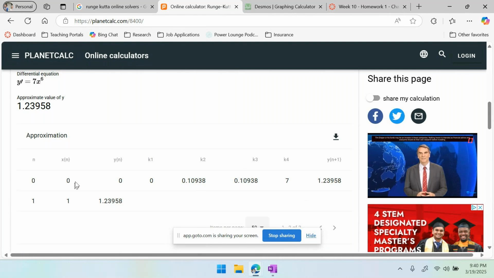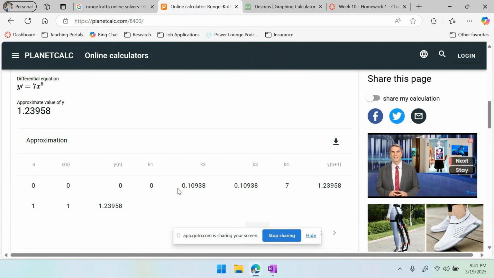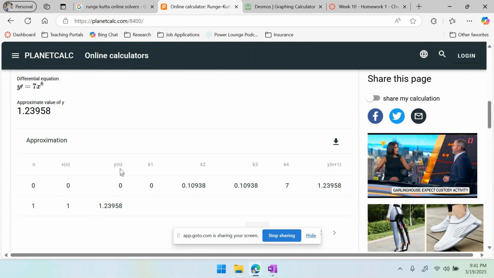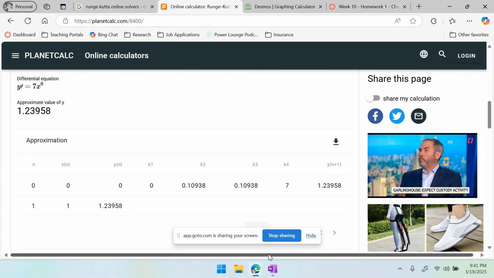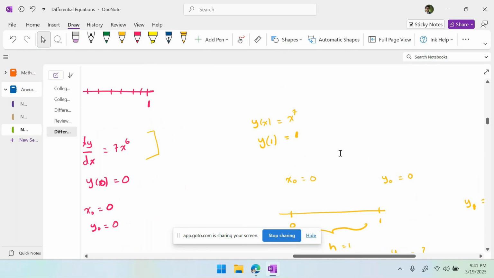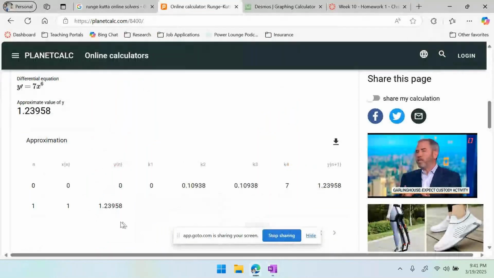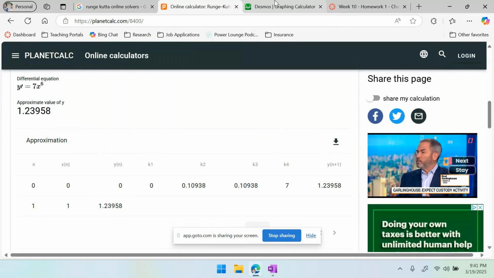This is the 0th step, xn. So substitute n in here. So this becomes x naught and y naught, 0, 0. That's the initial conditions we substituted. Using those values, it calculates k1, k2, k3, and k4. Using those k1, k2, k3, and k4, they calculate the y1 value. So that's going to be 1.23958. But as we know the real analytical value, we can compare it with the actual answer. The actual answer should be 1, right? But what I get is 1.2359.